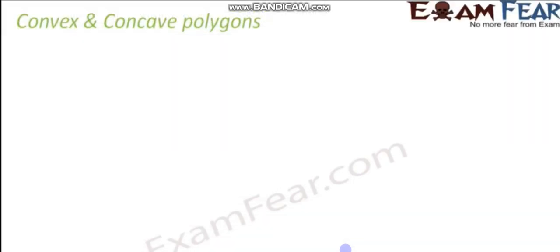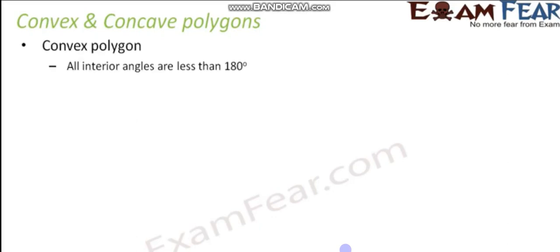Today we will discuss another type of polygons. Let us now look at another category of polygon based on their shapes. They are convex and concave polygons. So let's first understand what convex polygons are. Convex polygons are those whose interior angles are less than 180 degrees.